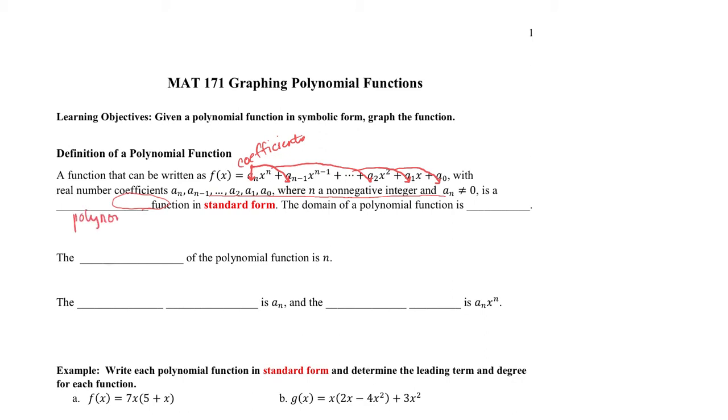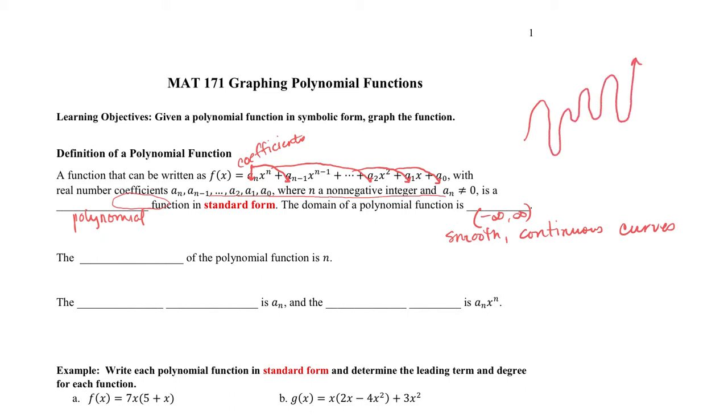So that's my next blank here: in standard form. The domain of a polynomial function is always negative infinity to infinity, because remember, polynomial functions are smooth continuous curves. So I could have a polynomial that looks something like this. Okay, I could have something that looks like this. I have a polynomial that looks like this. Okay, that's a quadratic. So smooth continuous curves. So the domain is always going to be negative infinity to infinity.